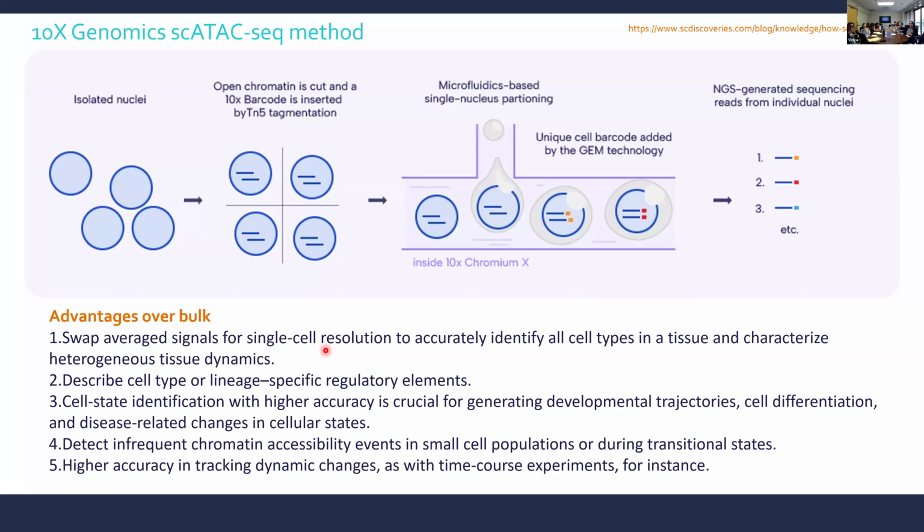And the approach 10x uses for single-cell ATAC is roughly the same as single-cell RNA-seq. In this case, you're starting with nuclei instead of the whole cell, with chromatin in your nucleus. And then that gets encapsulated in those same gel beads and emulsions. And then the Tn5 transposase is the enzyme that both fragments and ligates the adapters for sequencing downstream.